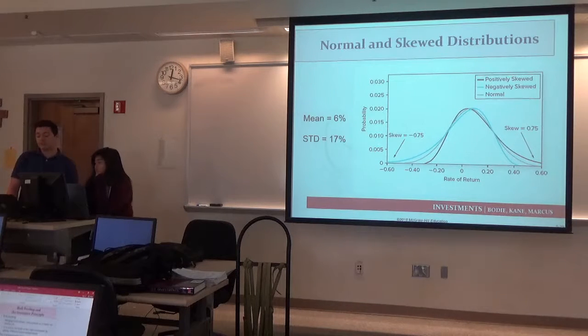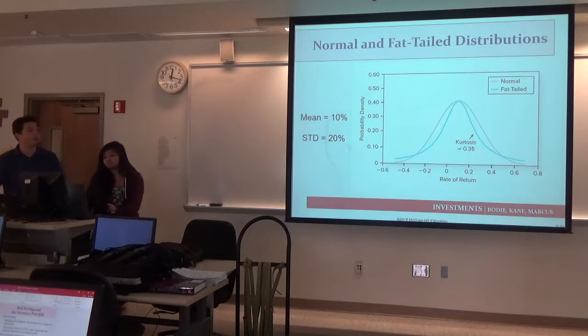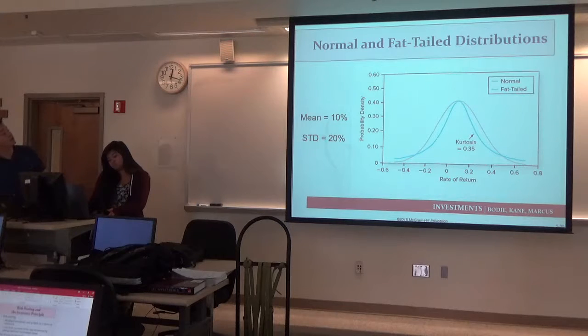So the mean is 6% and the standard deviation is 70%. So that's normal and fat tail distribution. Again, another example. Kurtosis in blue is 35, and then the mean is 10% and the standard deviation is 20.